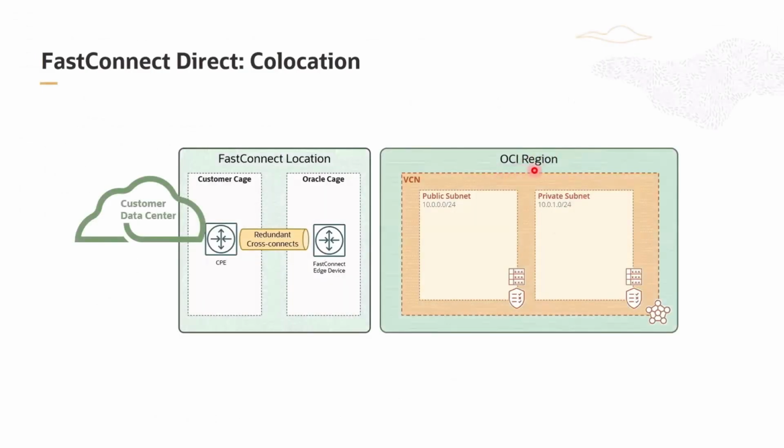You can see this is the OCI region. This is the Fast Connect location. This is the customer data center, and this is the customer premises equipment. So in case of co-location, we just create a physical connection, or establish a cross connect, which is redundant, between the customer equipment and the Fast Connect edge device, which is deployed in the Oracle cage.